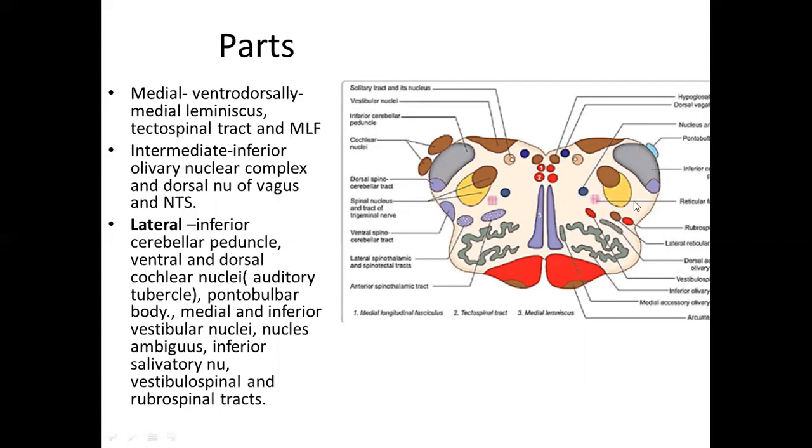Then the lateral part is made up of the inferior cerebellar peduncle with the pontobulbar body. Then we have the dorsal and the ventral cochlear nucleus, we have the vestibular nucleus, the medial and the ventral vestibular nucleus. Then we have the nucleus tractus solitarius and the dorsal motor nucleus of the vagus. And nucleus ambiguus is sometimes considered in the intermediate or the lateral part. Then we also have the inferior salivatory nuclear complex as well.